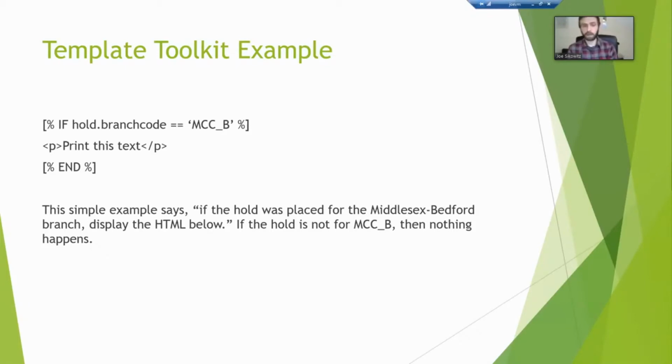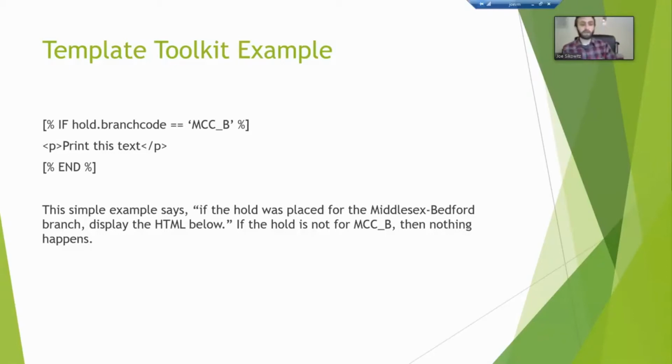And then finally, all Template Toolkit directives are finished with an end statement. So in this example, again, we have the square brackets with a percent sign, and we have the end command. And just to sum it up, this simple example just says, if the hold was placed for the Middlesex Bedford branch, display the HTML below. It's also important to note that if the hold is not for Middlesex Bedford, then nothing will happen. So it won't produce any slip or anything.